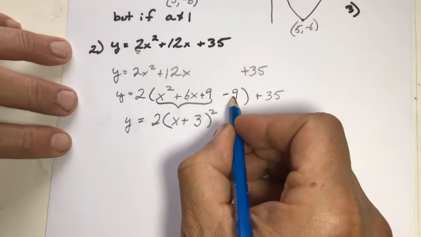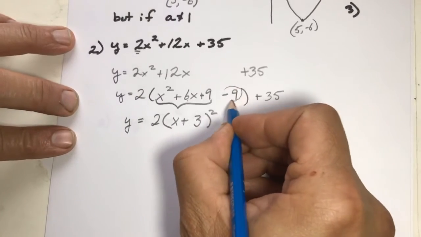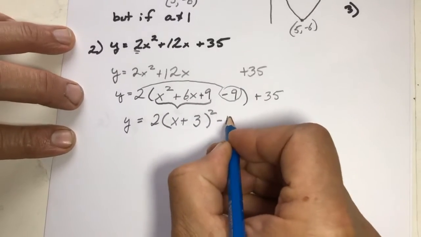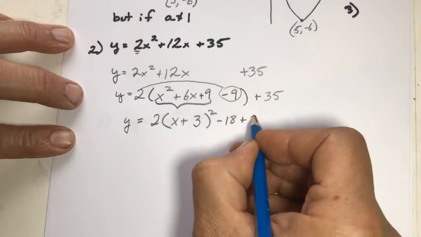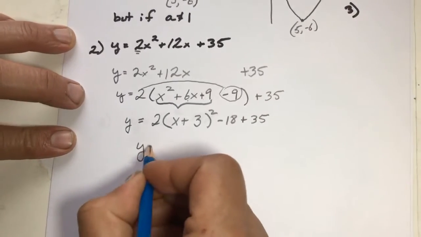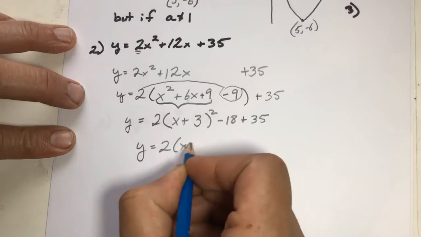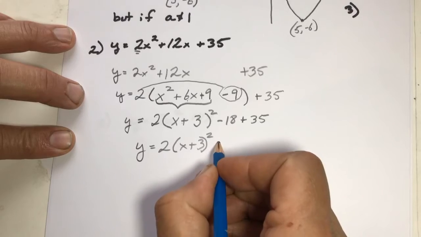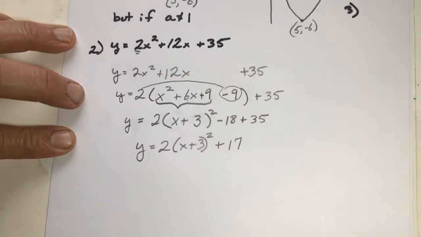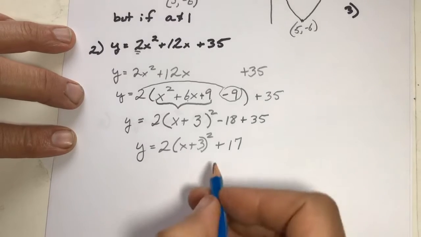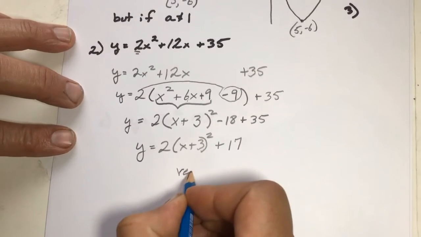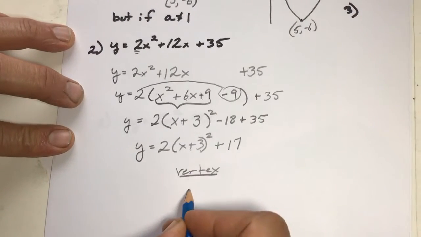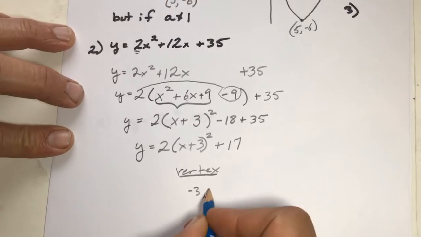Now the question is, is that truly a negative 9? If you remember, we did 2 times negative 9, which is really negative 18, so that's kind of the trickiest spot in this entire thing. So y equals 2 times x plus 3 squared, and we are going to end up with a positive 17 out there. So we're able to figure out the vertex point of this because parentheses lie, so it's going to be negative 3, and 17 is the truth.